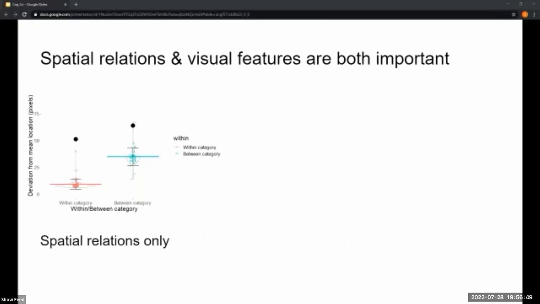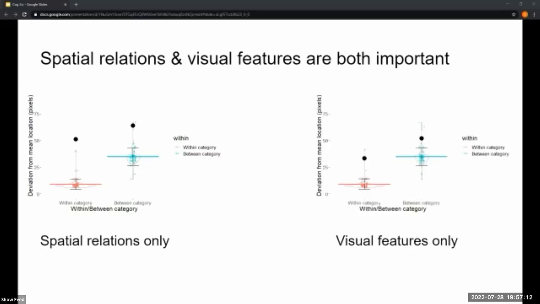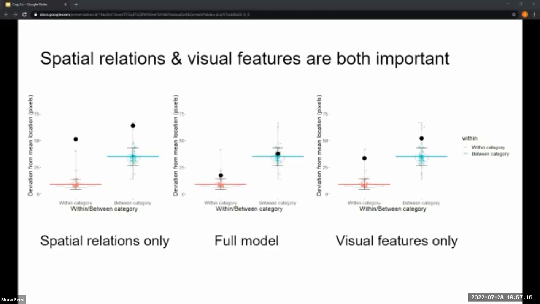We also did an ablation study where we strip off the spatial relations or the visual features from the model. So we use only spatial relations, or only the visual features from the deep neural network. Here is the model prediction deviation from the human average. Here is the spatial only model, and here is the visual features only model. And here is our full model that uses both.